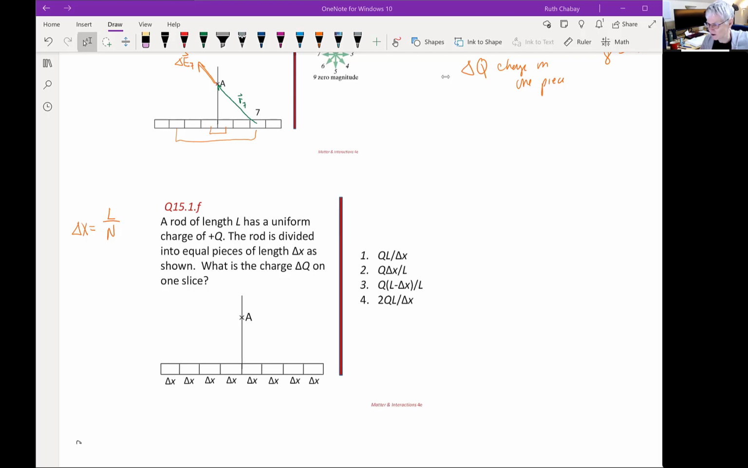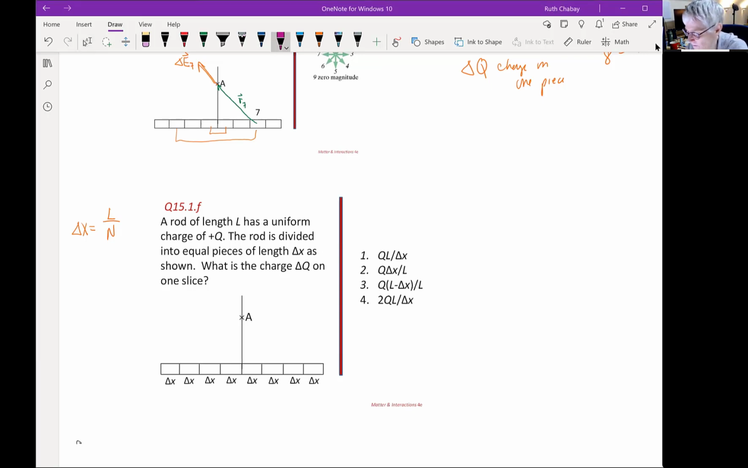Let's see what you said. So some people say 1, most people said 1, some people say 2. How do we figure out which is correct? Now, hint, it's actually not 1. So let's see what we've got here.